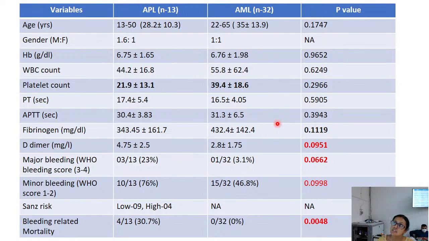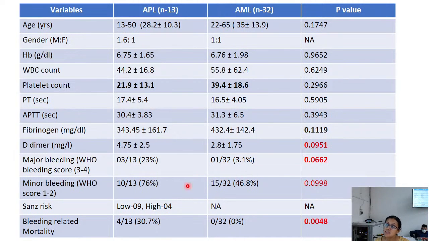Now, in a study conducted by our department in 45 patients of acute leukemia, we had 13 APL patients, in whom TEG was conducted in our department. APL patients comprised 13 in number, while TEG was performed in 32 AML patients. Platelet counts were found to be reduced in the APL group as compared to the AML group.